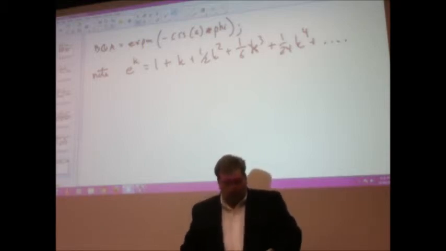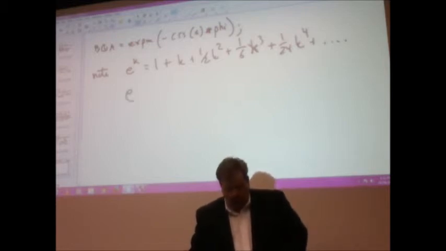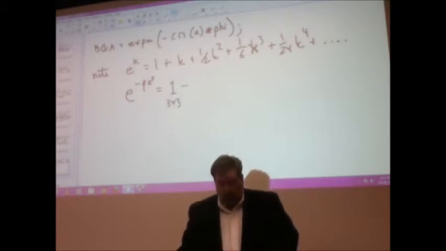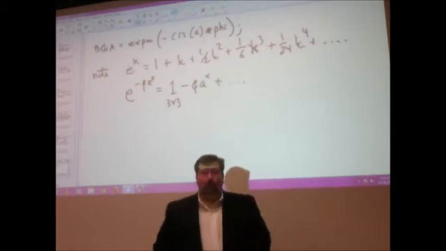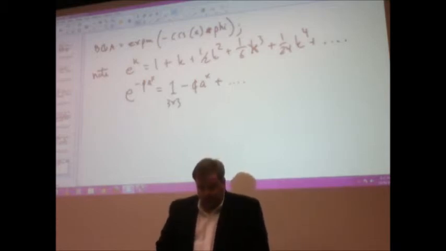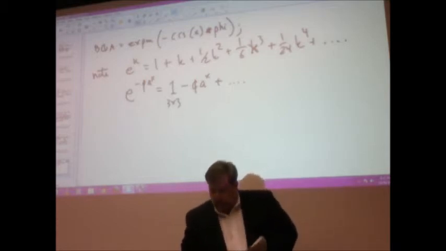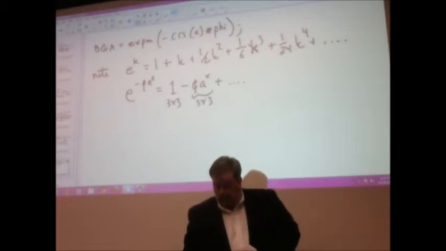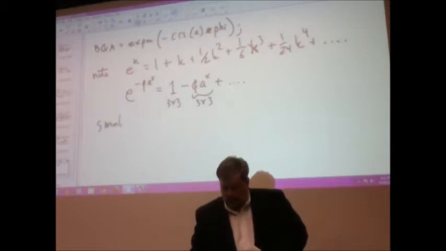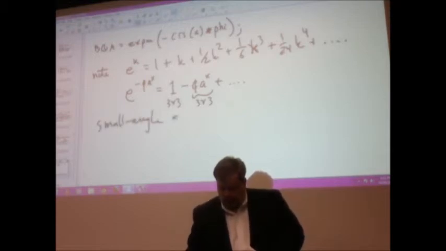Well, same deal for the matrix exponential. In this case, e to the minus phi a cross is the 3x3 identity matrix, minus now, because of the minus sign, phi a cross, plus a whole bunch of other terms in various powers of the a cross matrix. All right, but we don't actually want to go that far. For right now, we're interested in this simple small angle approximation.